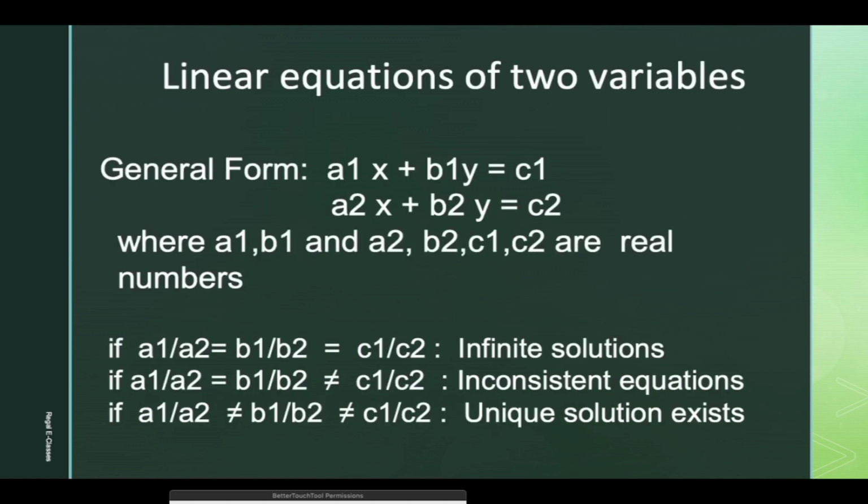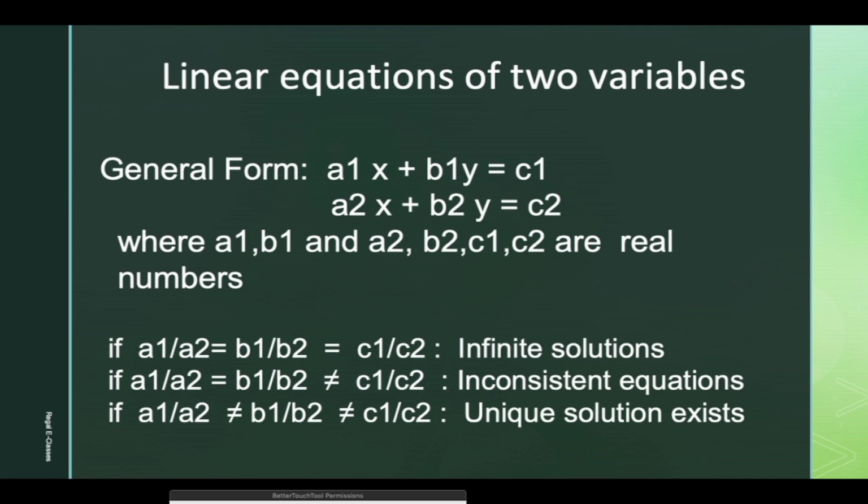We are going to focus on linear equations of two variables. The typical general form is a1x + b1y = c1, a2x + b2y = c2, where a1, b1, a2, b2, c1, c2 are real numbers. These variables follow certain properties, and if a1/a2 = b1/b2 = c1/c2, then the two equations are not independent, they are similar and they have infinite solutions.